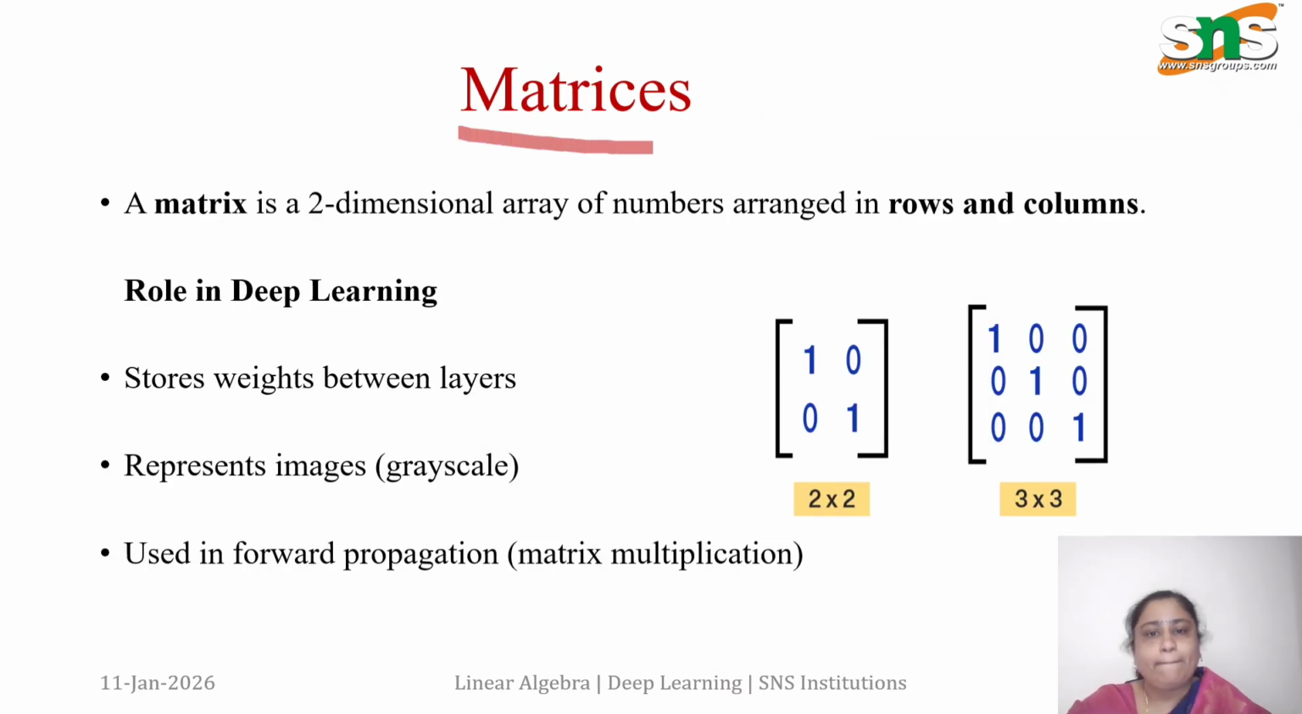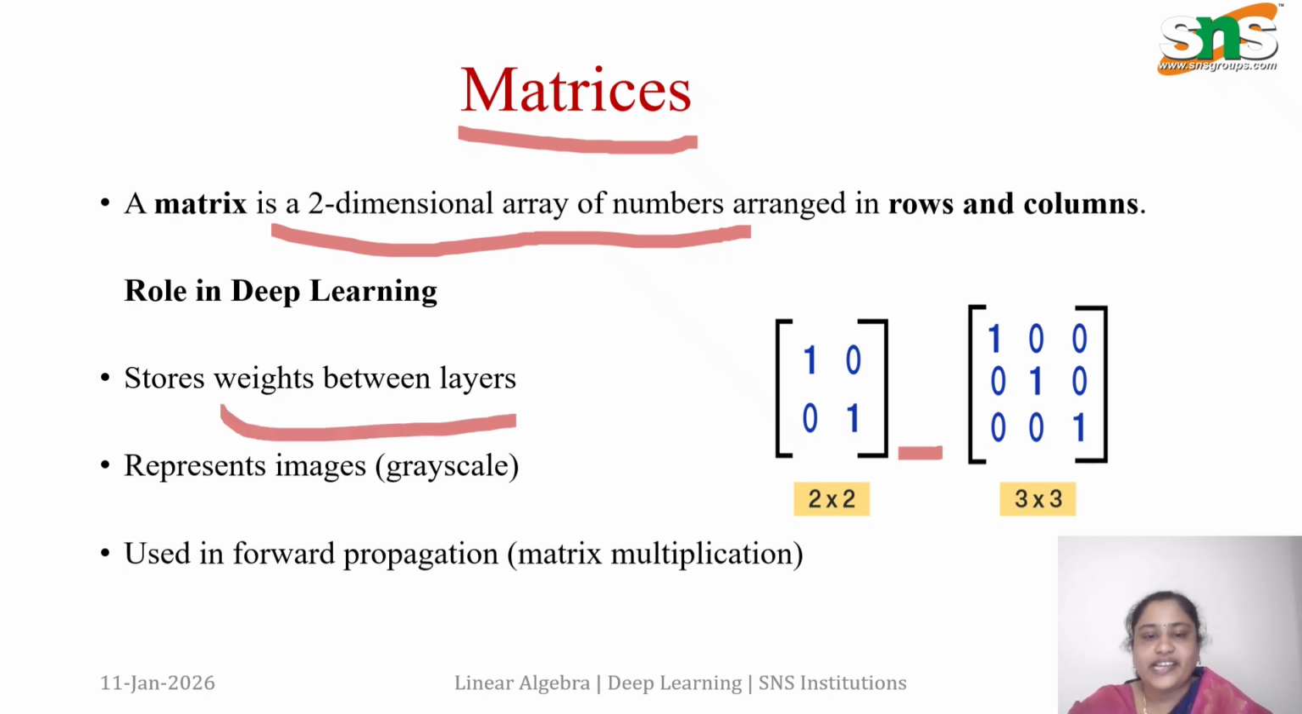The next one is matrices. A matrix is a two-dimensional array of numbers arranged in rows and columns. What is its role in deep learning? When you speak about weights between layers, you use a matrix for storing them. When you have to represent a grayscale image, you use a matrix. And it is also used in forward propagation, that is, the forward pass in neural networks, where you definitely need to know matrix multiplication. In short, no matrices, no neural networks.